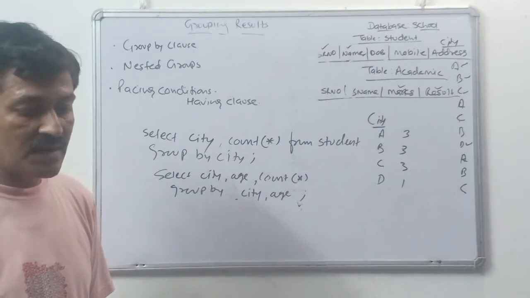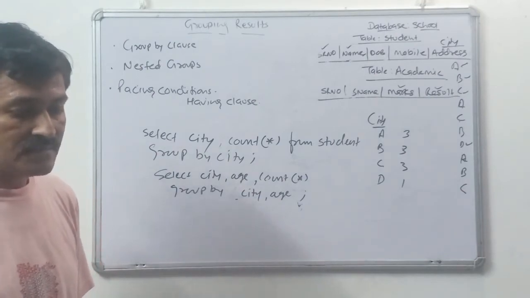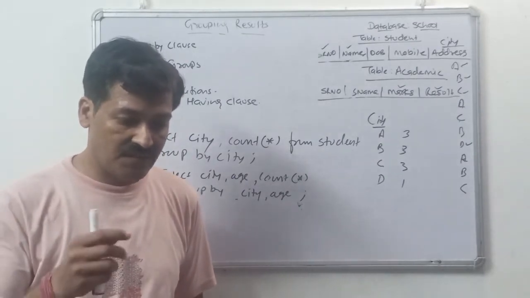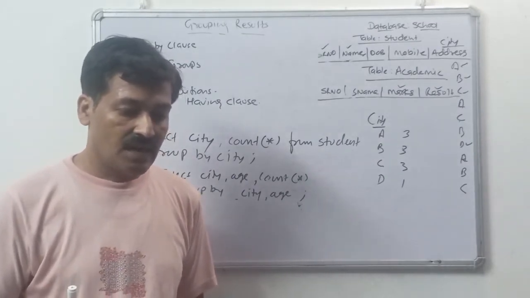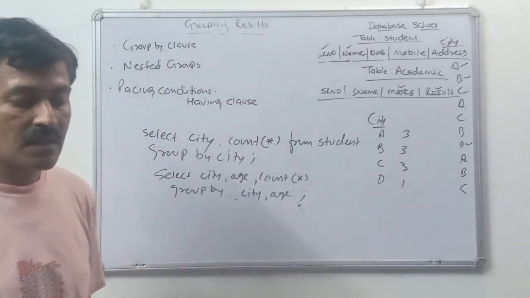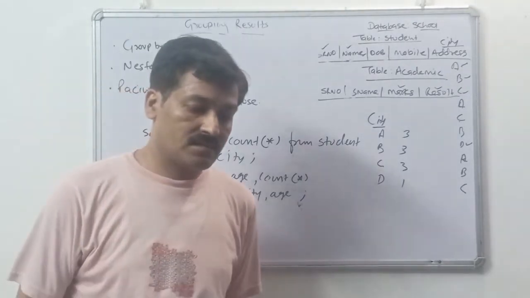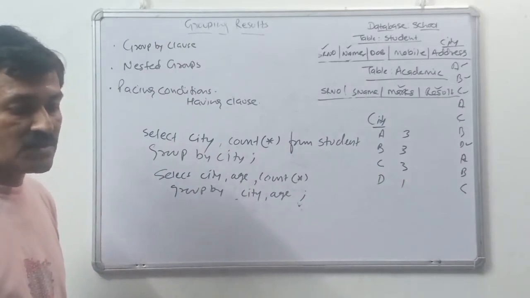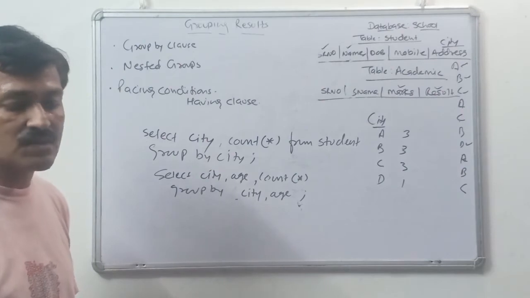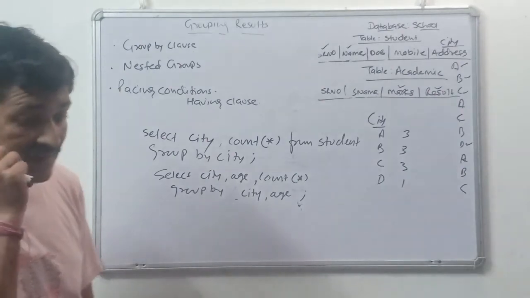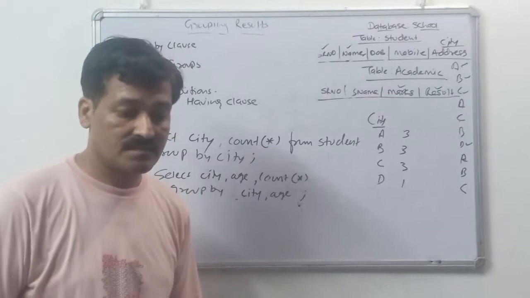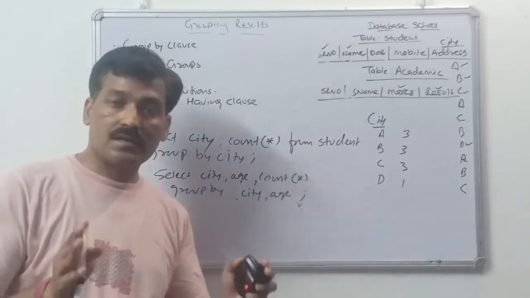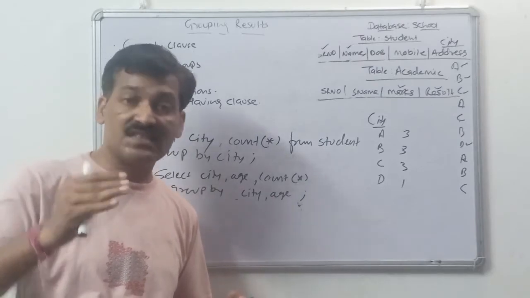Having clause, keep remembering, cannot be placed in this case. When we are using the group by clause, then we cannot use where clause here. Because with where you cannot use aggregate functions. Having clause places conditions on groups in place of where clause. The reason: where clause places conditions on individual rows.